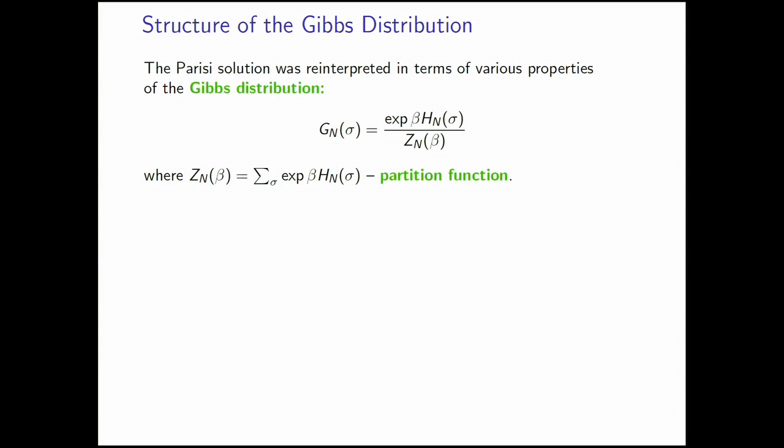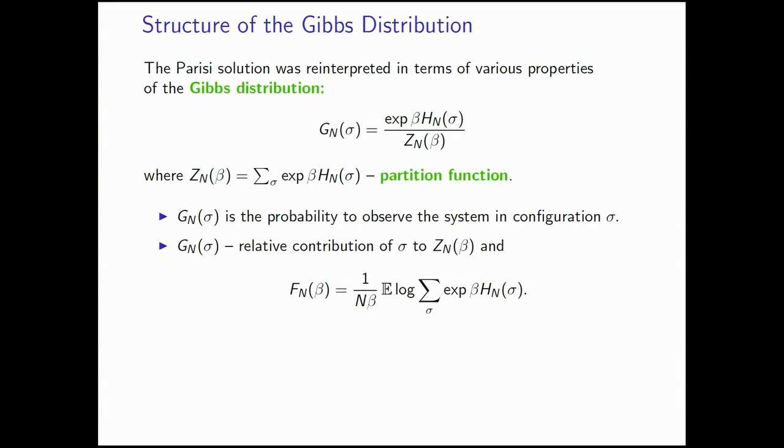So more precisely, the Parisi solution was interpreted in terms of properties of the Gibbs distribution of the system, where the Gibbs distribution is a probability distribution on the space of configurations, where you assign your configuration sigma a weight proportional to that exponent beta H, which we have already seen. And so for this to be a probability distribution, you have to divide by the sum, which is called the partition function. So in statistical physics, this distribution represents the probability to observe your system at a given temperature in this particular configuration. So it has a very important physical meaning.